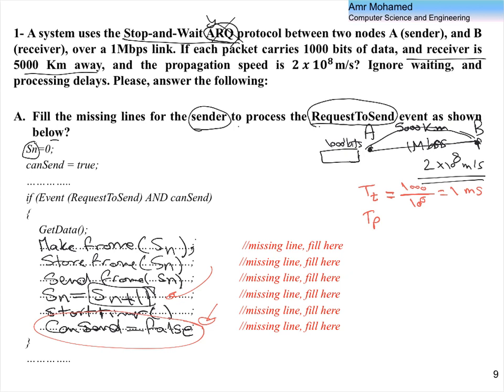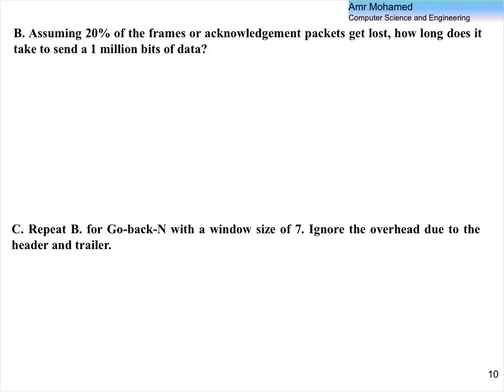Okay. For the case of propagation delay, it is different. It's actually the distance, which is 500 kilometers, divided by the speed. The distance divided by the speed. So in that case, it's 25 milliseconds. Okay. So these are very important. This is the transmission delay and the propagation delay. Second part of the question.